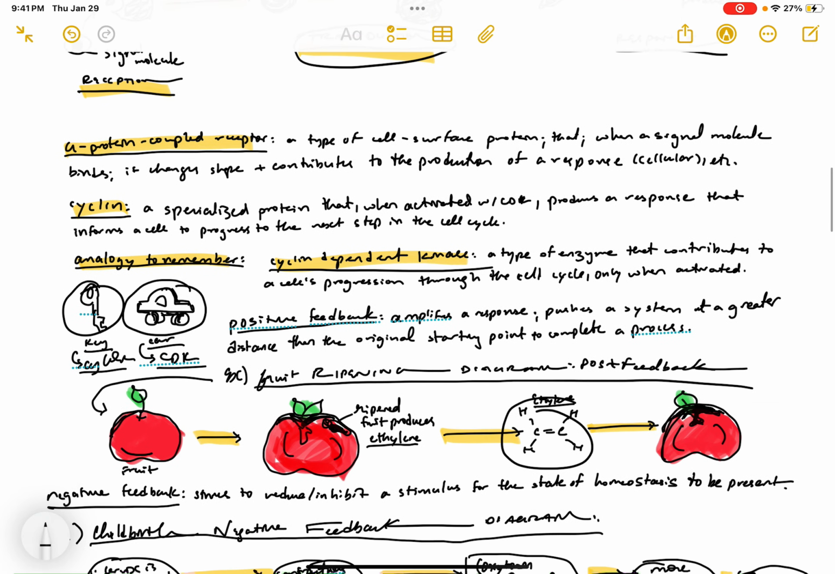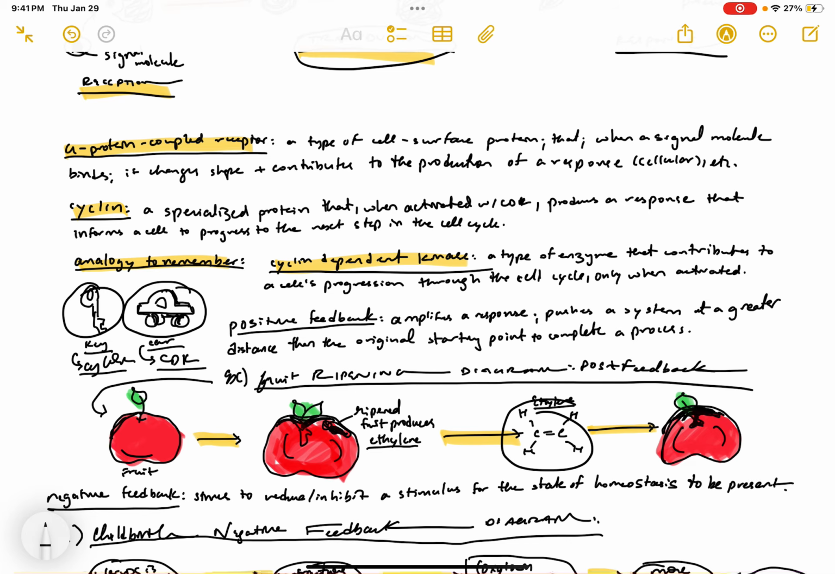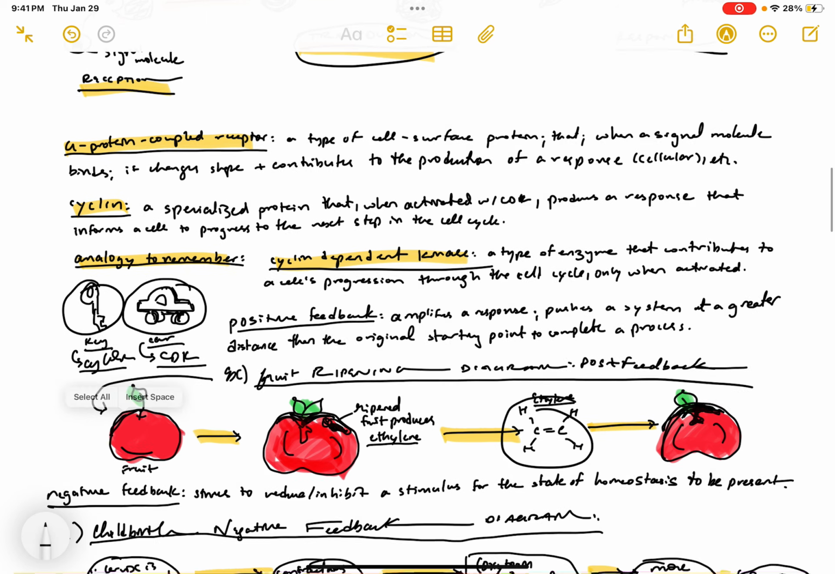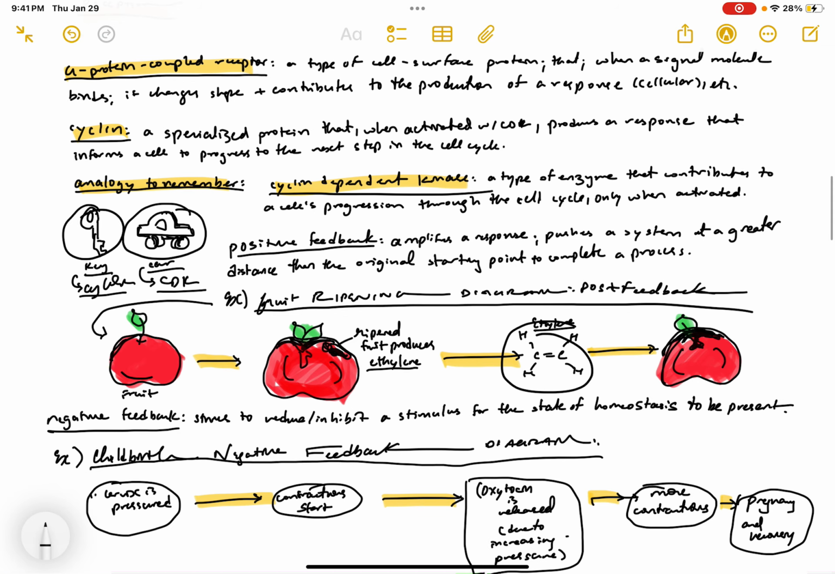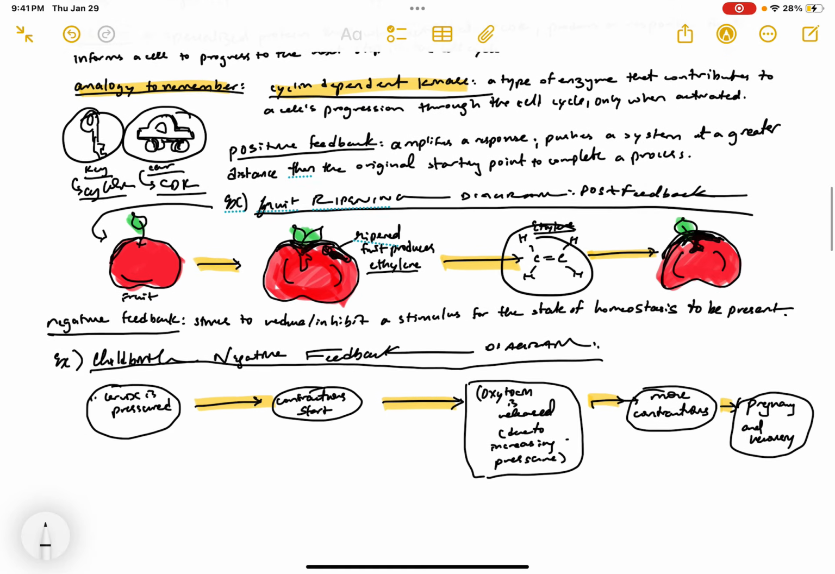So let's learn about negative feedback. Negative feedback strives to reduce or inhibit a stimulus for the state of homeostasis to be present. What does that even mean? Let's look at an example. This example is on childbirth, the process of how a child is born. First, the cervix is pressured, and then contractions start in the stomach. Then oxytocin is released as a result of increasing pressure from the contractions and cervix. Then, with more resulting contractions, pregnancy and recovery happens.